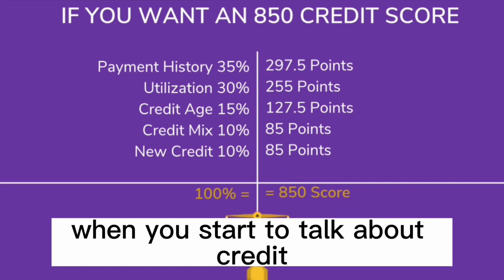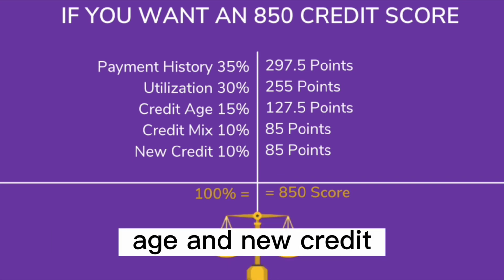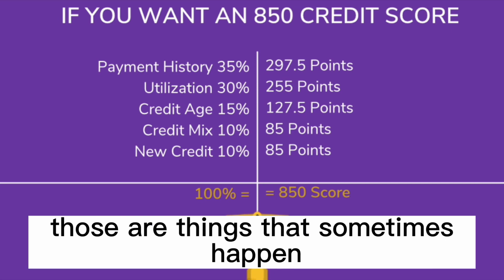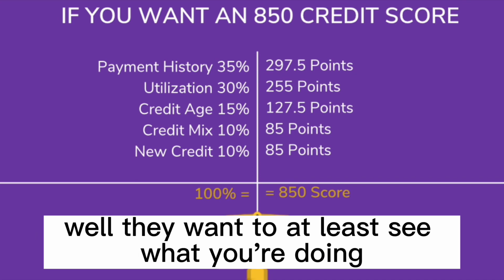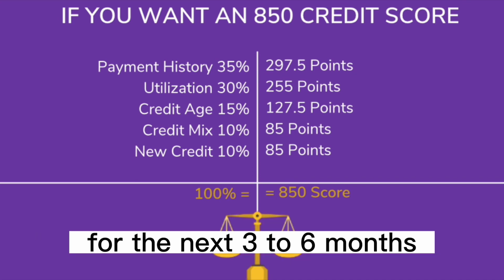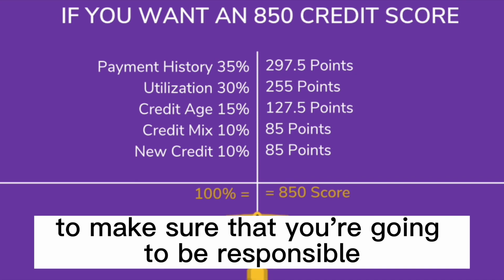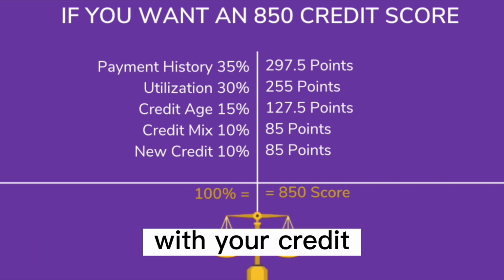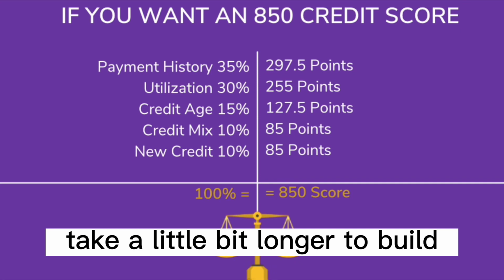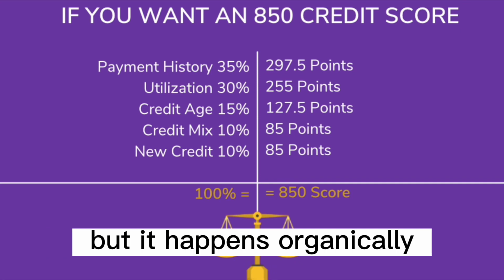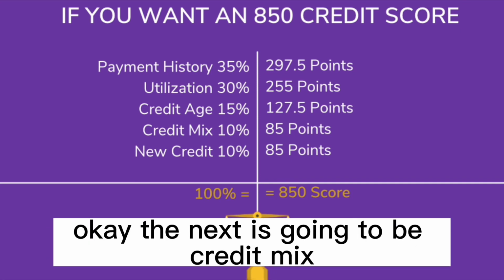When you start to talk about credit age and new credit, those type of ones, those are things that sometimes happen organically over time. If you just got a new account, well, they want to at least see what you're doing for the next 3 to 6 months to make sure that you're going to be responsible with your credit, right? So that's why some of these sections take a little bit longer to build, but it happens organically. This is how you maintain it, okay?